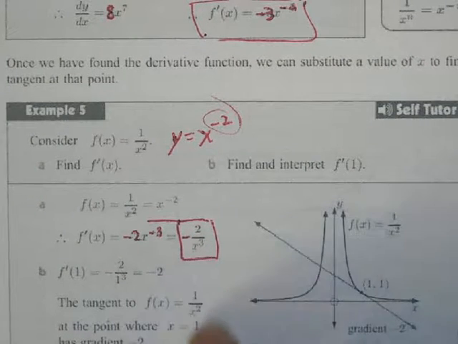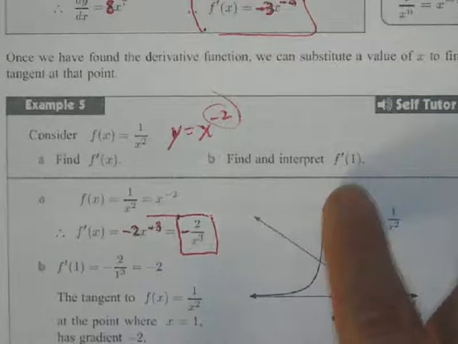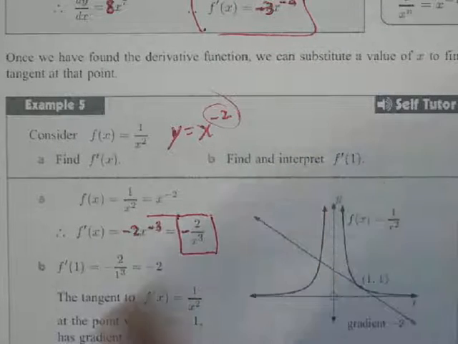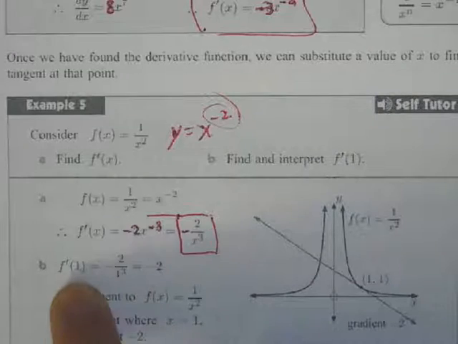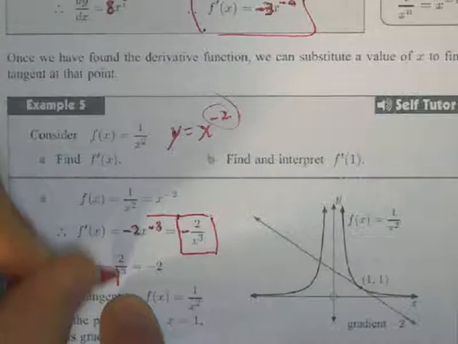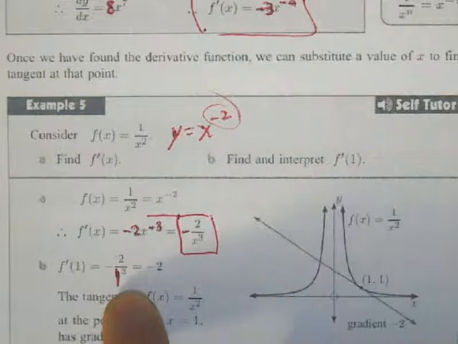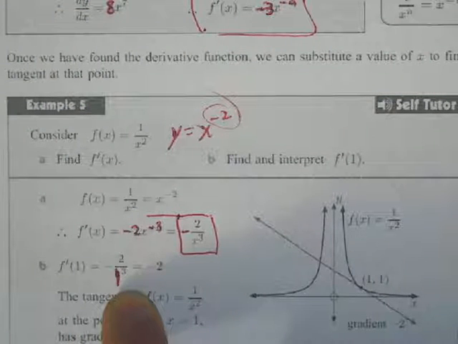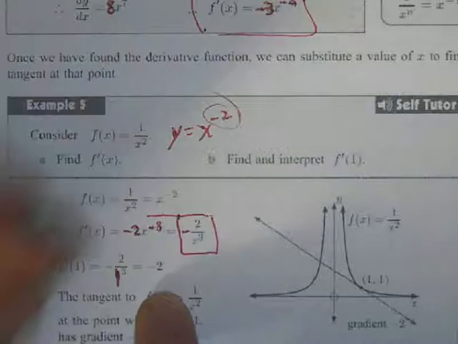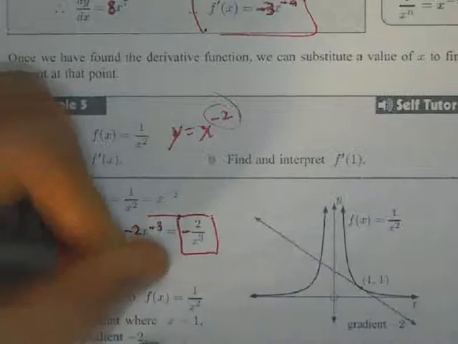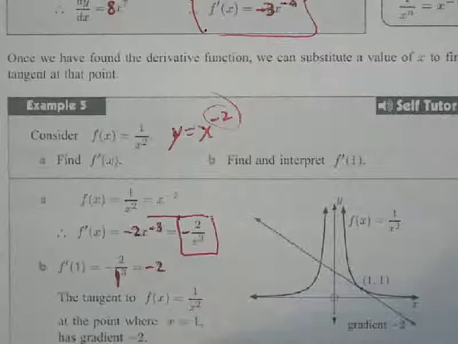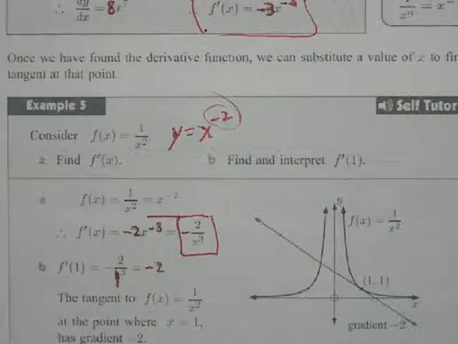Now, part B, find and interpret when x is equal to 1. So basically, we want to find the derivative when x is equal to 1. I'm going to plug in 1 in place of x. What is 1 cubed? Well, 1 times 1 times 1 is 1, right? So negative 2 times 1, my slope is going to be negative 2. Okay? So use these examples to help you with tonight's assignment.